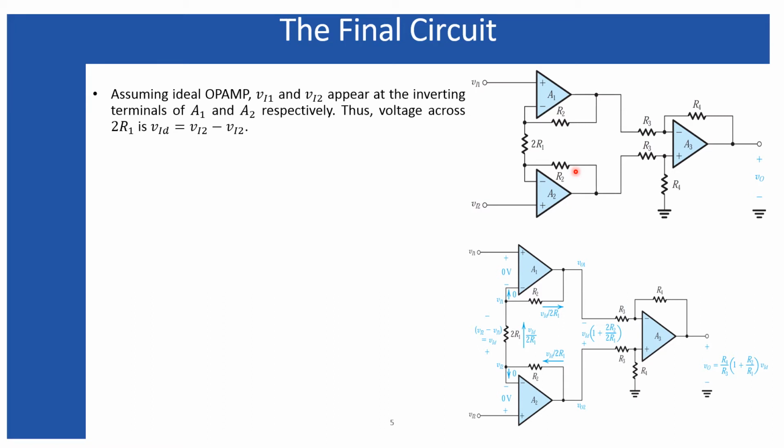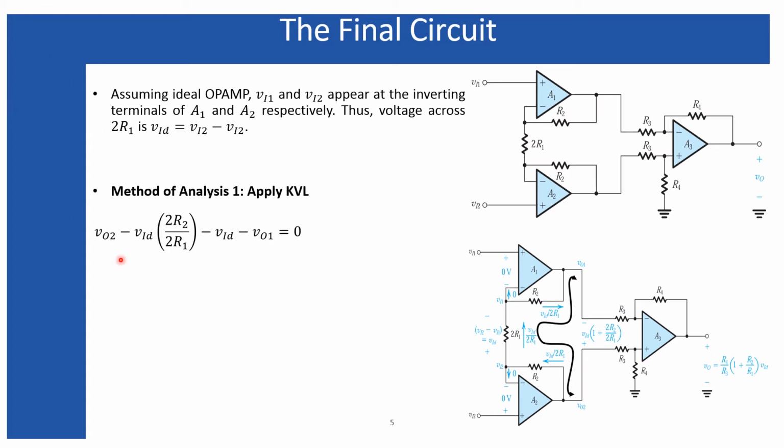I have represented the analysis method in two ways. The first method is that I am applying KVL around these, starting from this V02 and V01. Here is V02 and here is V01, and if you apply KVL, then this equation will result, and from this expression I can easily obtain the expression for the differential output voltage V02 minus V01.